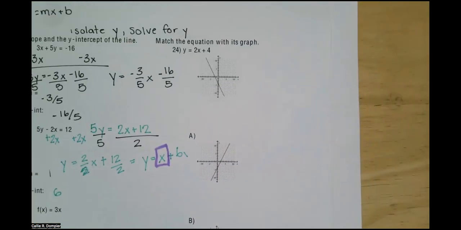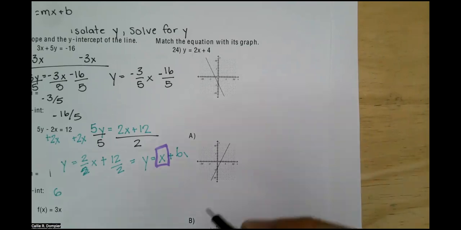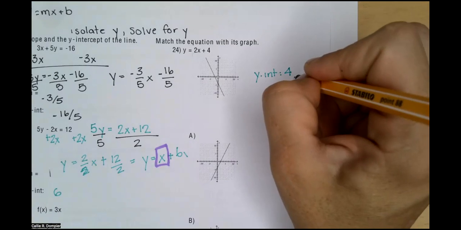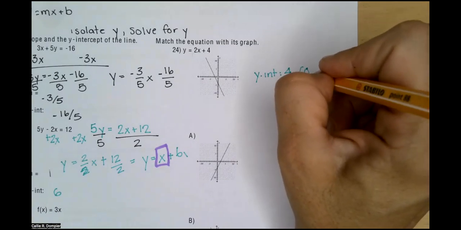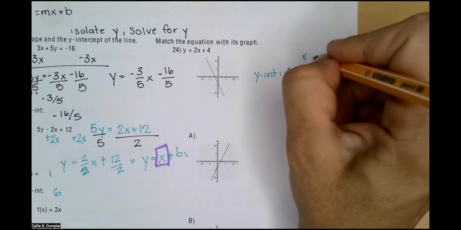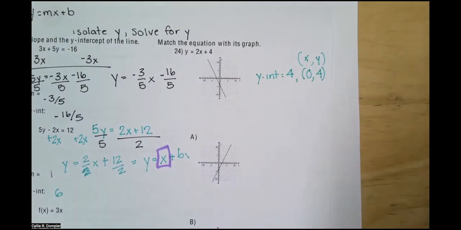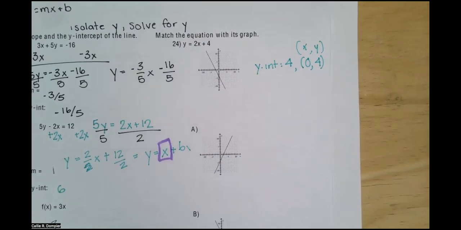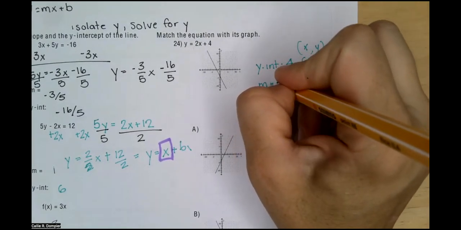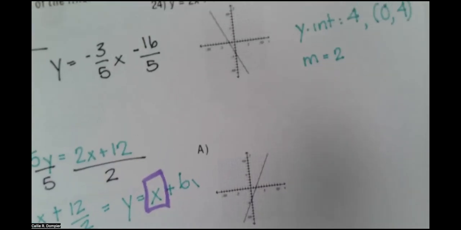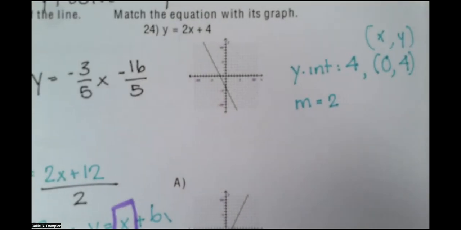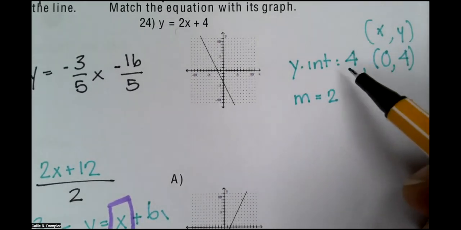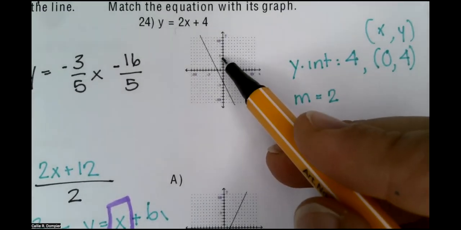All right, here we have y equals 2x plus 4. So my y-intercept is 4, also written as 0, 4, because that's my x and my y. And what is my slope here? My slope is 2. Okay? It's asking us to match the equation with the graph. So I should be crossing the y-axis right here.